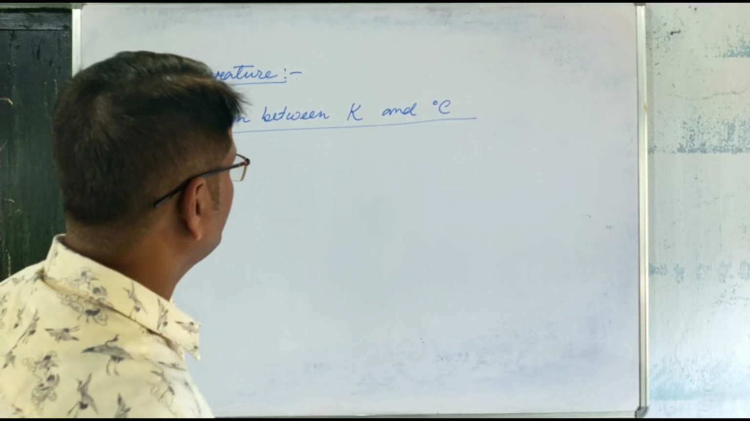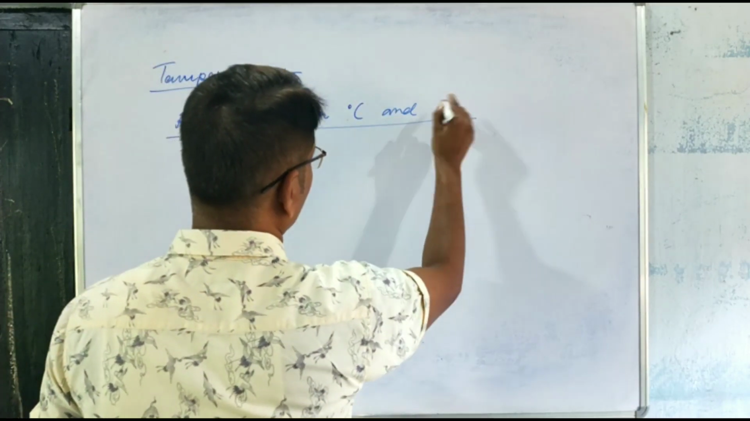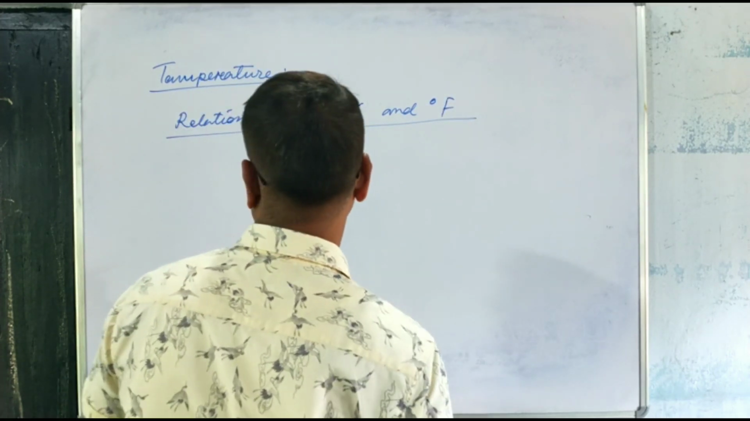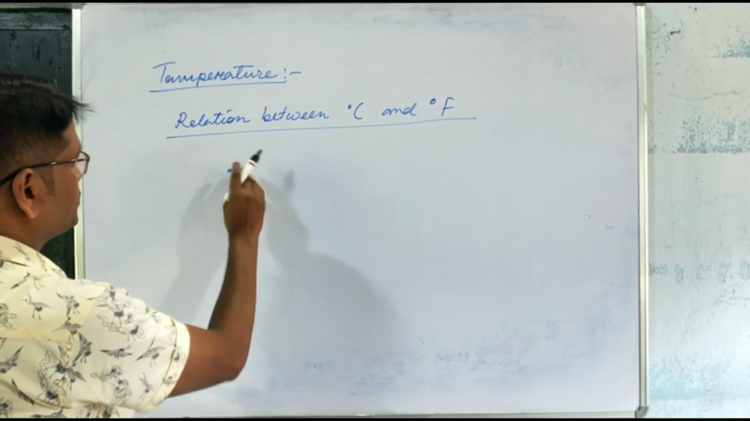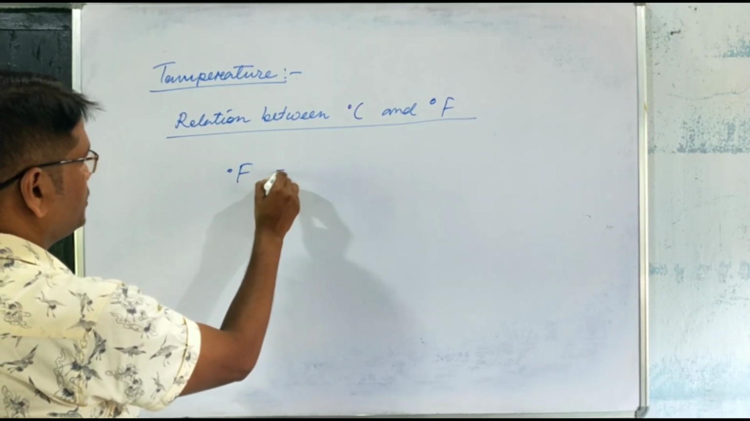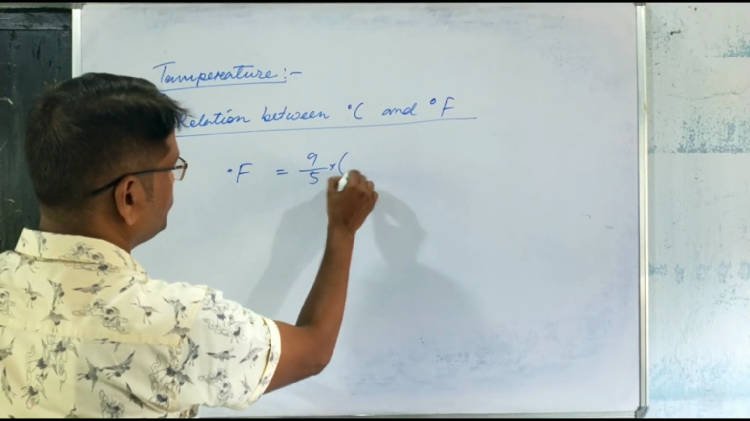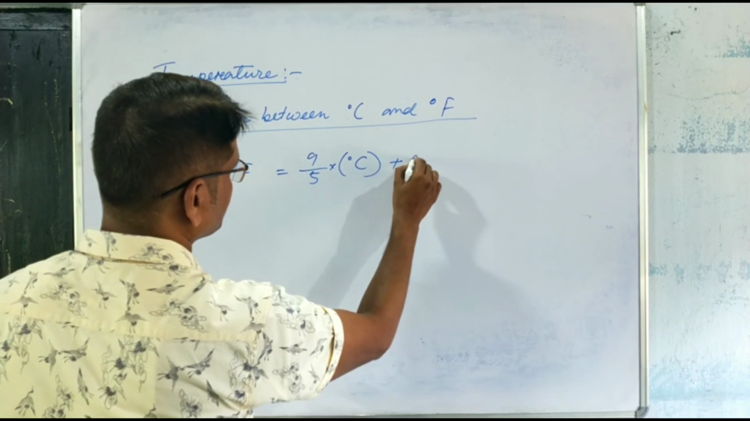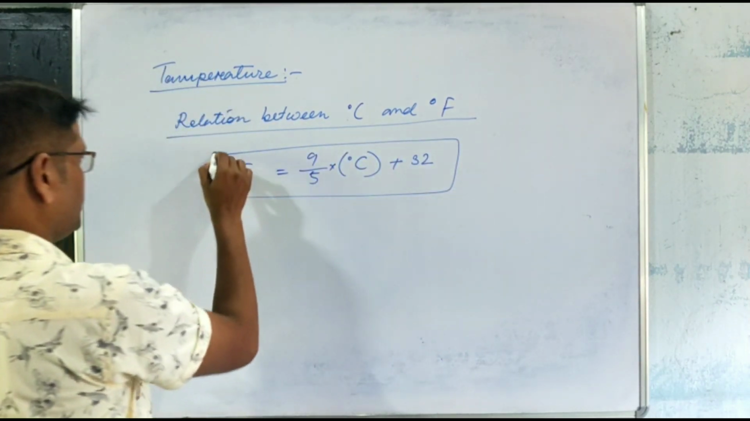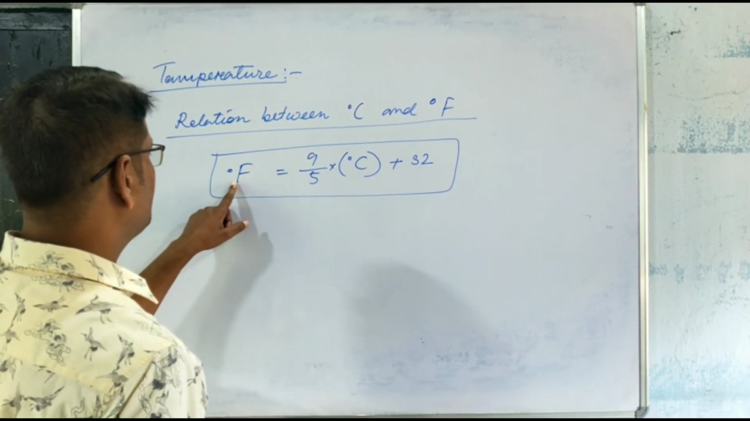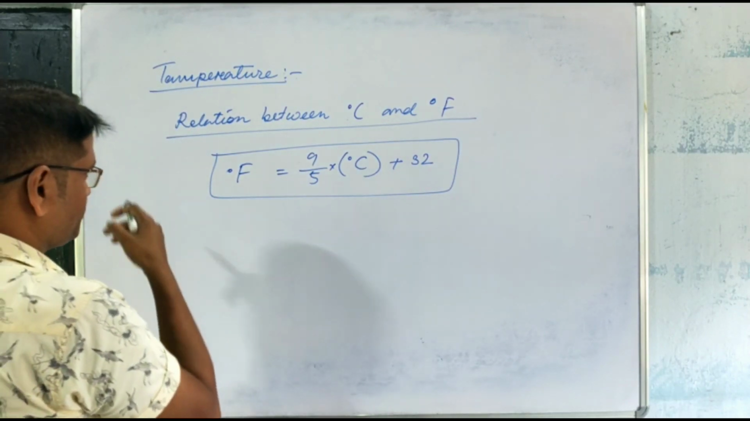Similarly, the relation between degree Celsius and degree Fahrenheit. So the relation is: degree Fahrenheit is equal to 9 by 5 into degree Celsius plus 32. So it is the relation. With the help of this relation, we can convert degree Celsius to degree Fahrenheit. Okay?